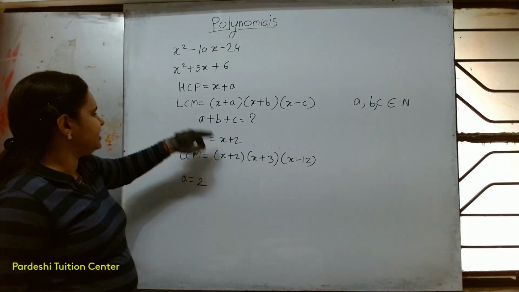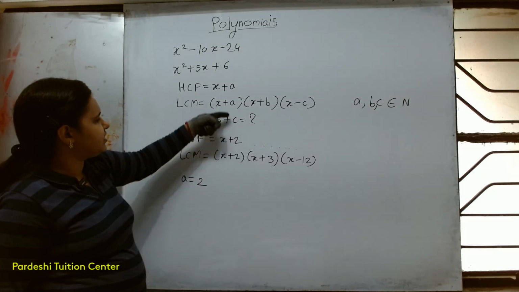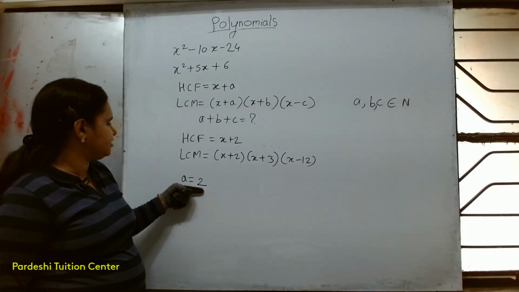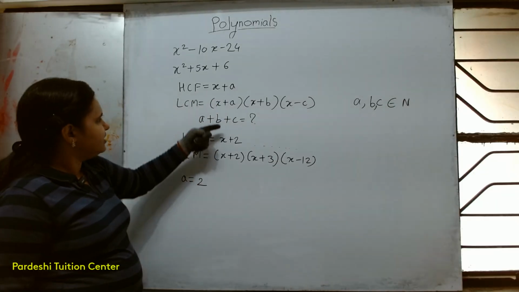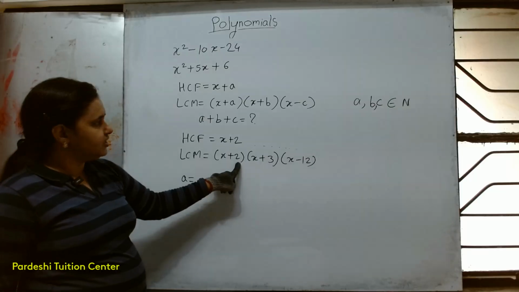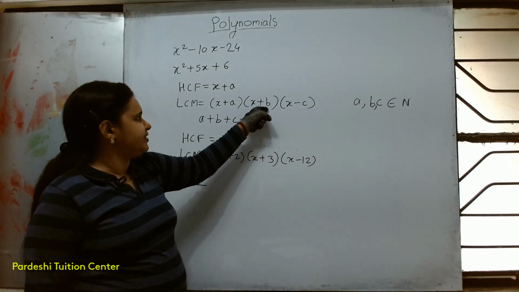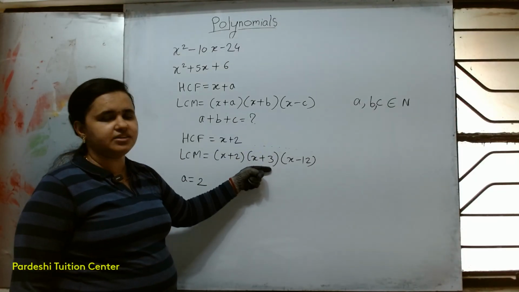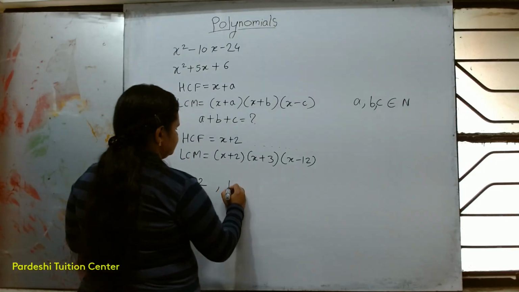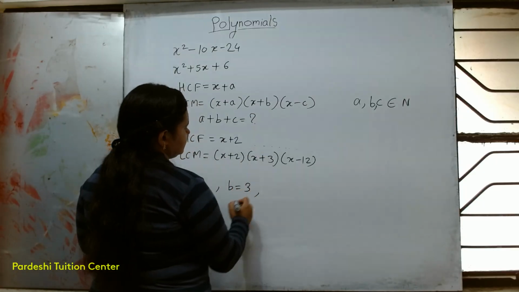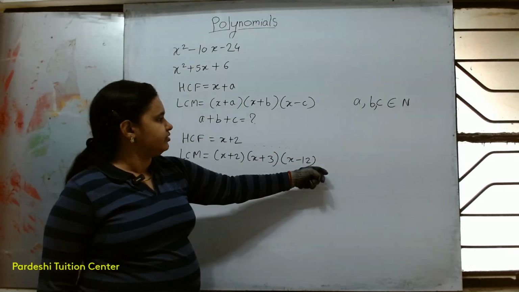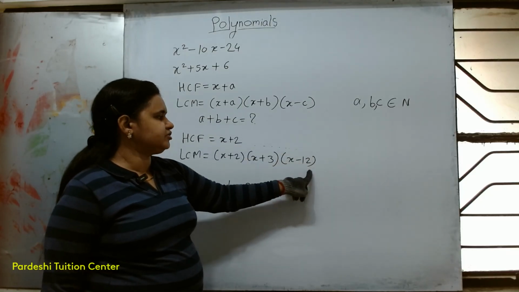If I compare the LCM, here it is x plus a, here x plus 2. The value of a we have already calculated from the HCF. X plus a, here it is x plus 2, means a is equal to 2. Now the next term x plus b, here it is x plus 3. So b will be equal to 3. Now x minus c, here it is x minus 12. So c should be equal to 12.